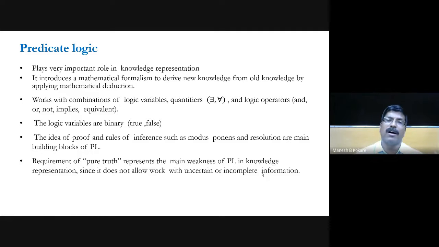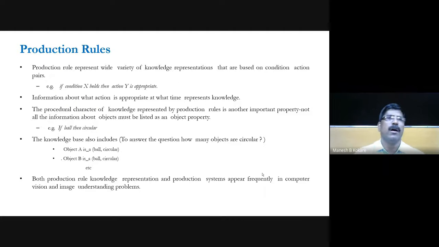In computer vision also there are some uncertain things which you have to model with the help of mathematics. For uncertain things, predicate logic does not work. It works only for certain things, like either it is there or it is not there. If things are very clear cut, or if there is a pure truth, in that case predicate logic works for knowledge representation in computer vision.